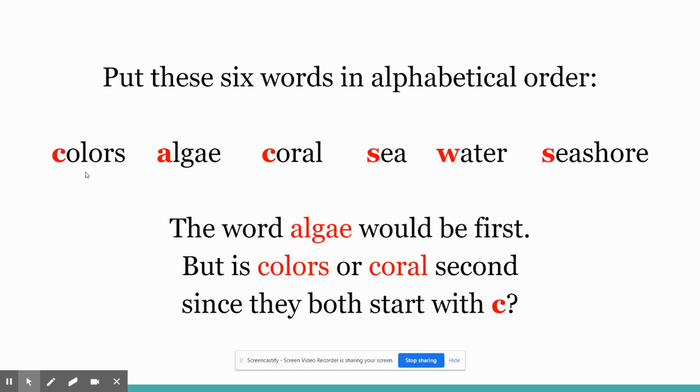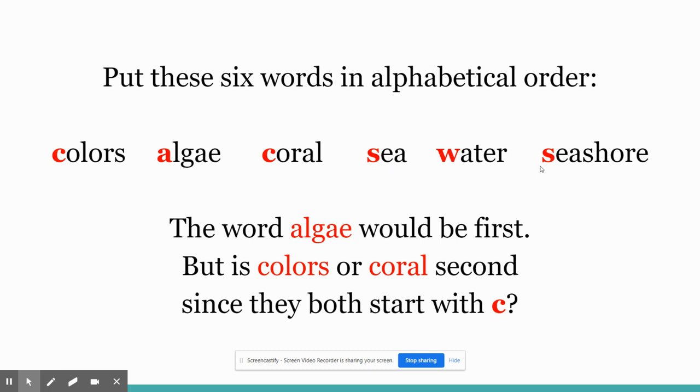Even though they both start with C and have O as the next letter, because the L comes before the R, right? The L in colors comes before the R in coral. Colors would be before coral. So our order so far, everyone, would be algae first, colors second, coral third. Then, as we continue, scholars, there are no D words, no E, F, G, H, I, J, K, L, M, N, O, P, Q, R, S.